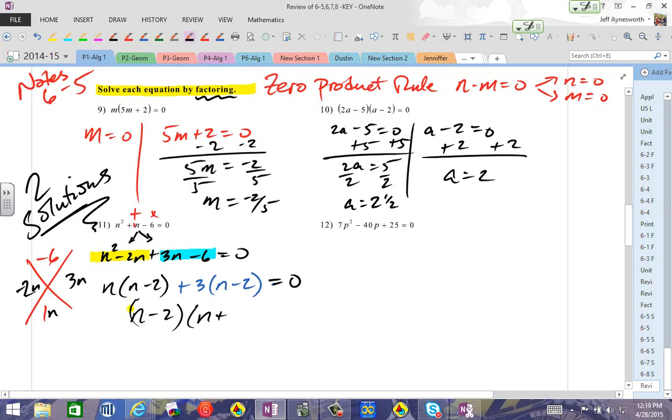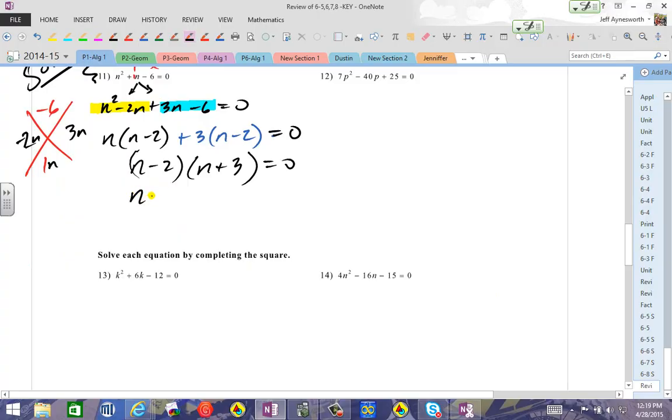Oh, that's right. So n minus 2 equals 0 and n plus 3 equals 0. Now we have a zero product, so we separate and make two equations. One has to be 0, right? So 2 minus 2 is 0, so n is 2 here. Negative 3 plus 3 is 0 here, so n equals negative 3.